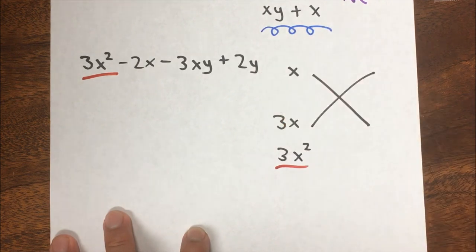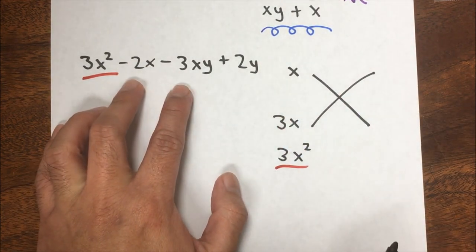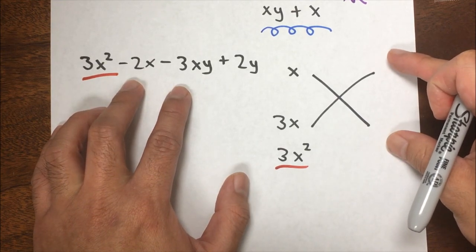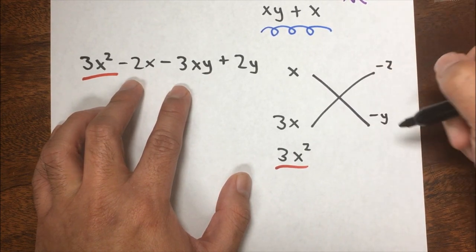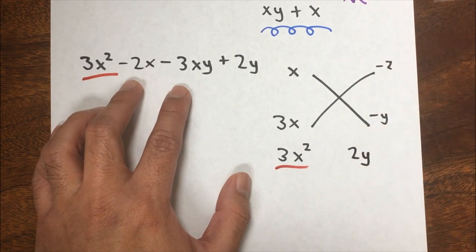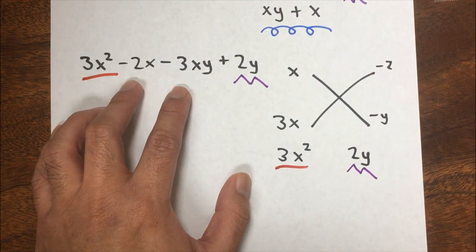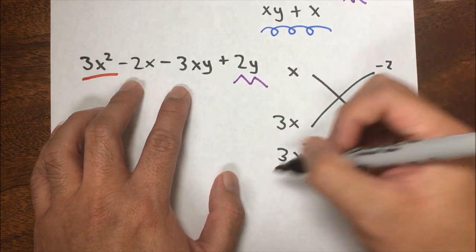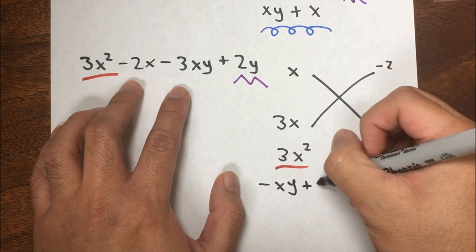And then 2y. So we could do 2 times y to get 2y, but we want our middle terms to be negative. So in order to get that, these are going to have to be negative. So we could do negative 2 and negative y. So negative 2 times negative y will give us a positive 2y. And then let's check our middle terms. X times negative y, negative xy, plus 3x times negative 2 gives us negative 6x.